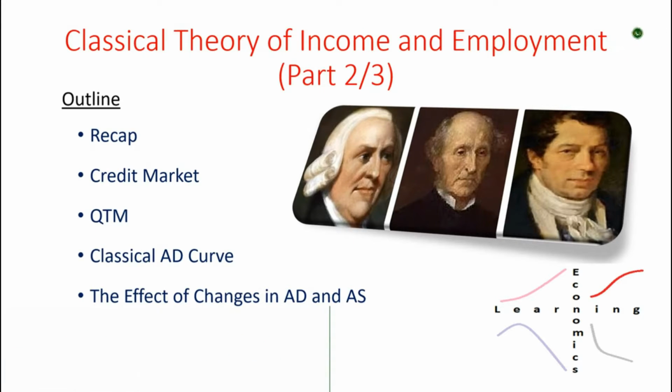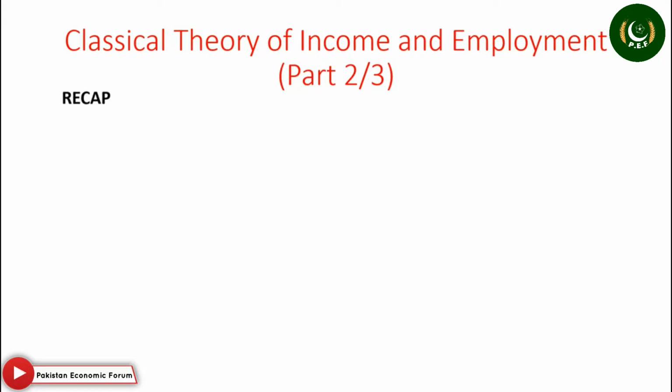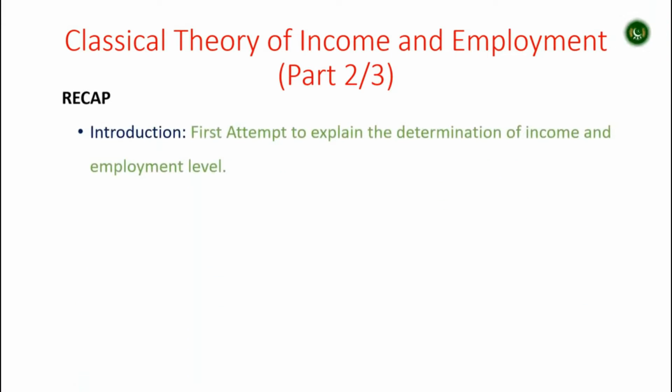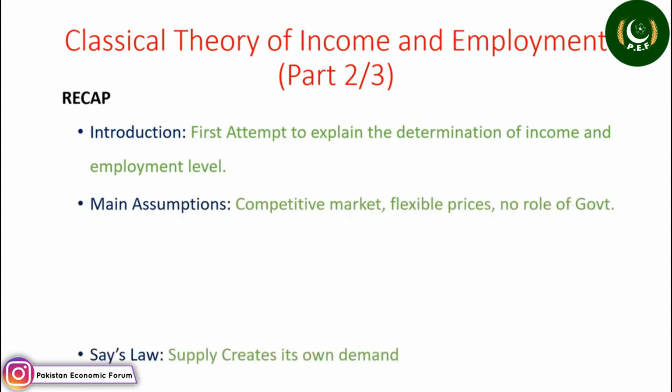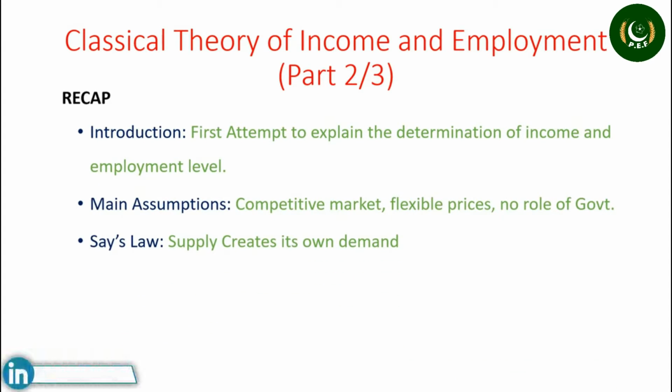Students, in first part, we learned that classical school of thought was actually the first attempt to explain the determination of income and employment level in the economy. The main assumptions of classical theory are: first, that markets are fully competitive; second, all the prices, including wages, are fully flexible; and third, that there is no role of government in the economy.